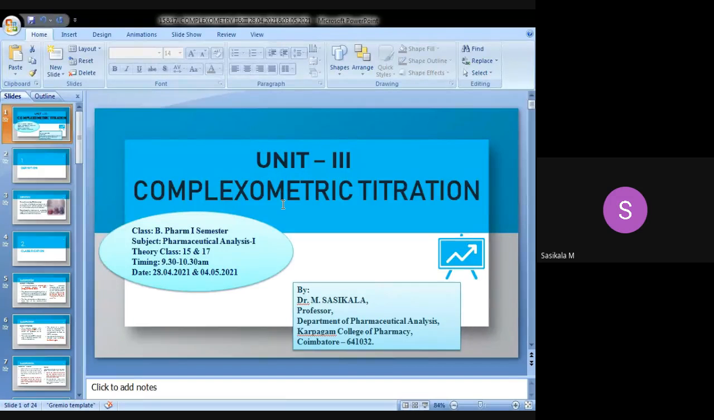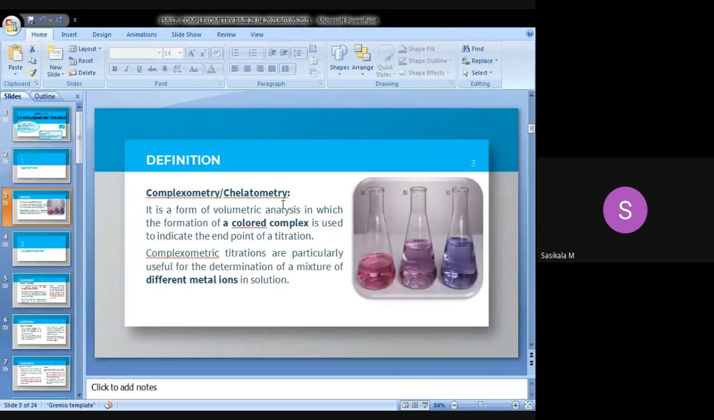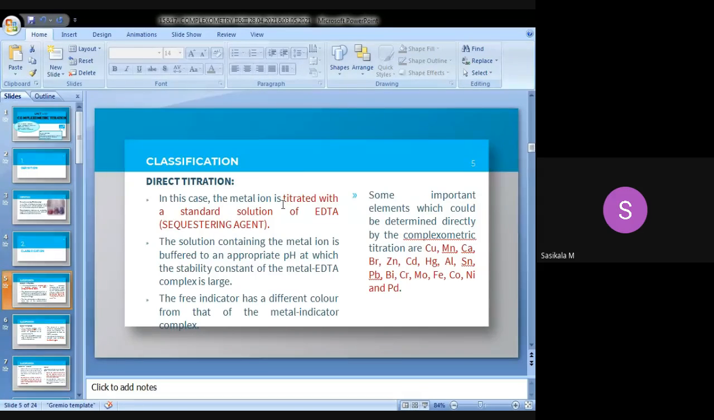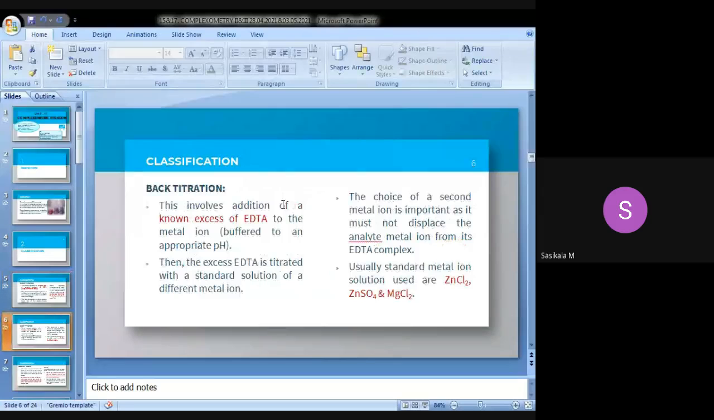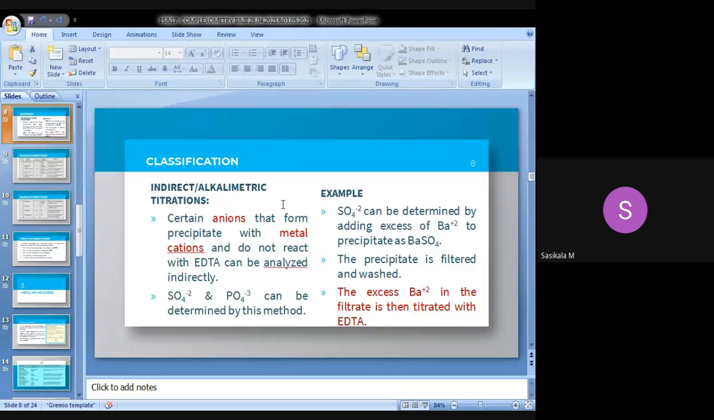So here we have already discussed the definition. What is complexometry or chelatometry? Here we can analyze different metal ions present in solution. Then classification of complexometric titration we have discussed: direct titration, back titration, replacement titration, and indirect or alkalimetric titrations we have seen, right?